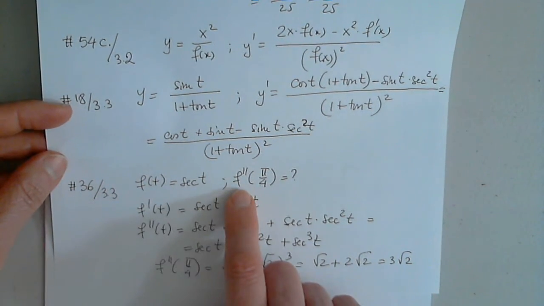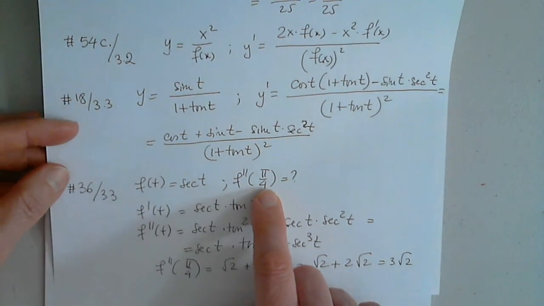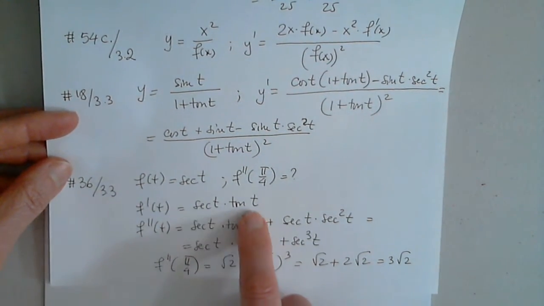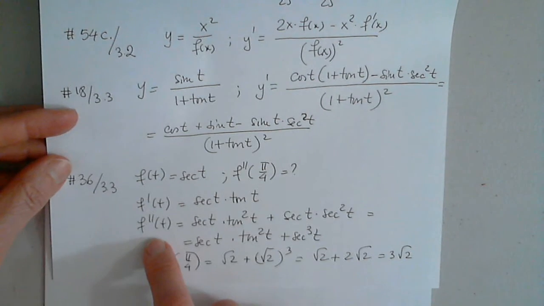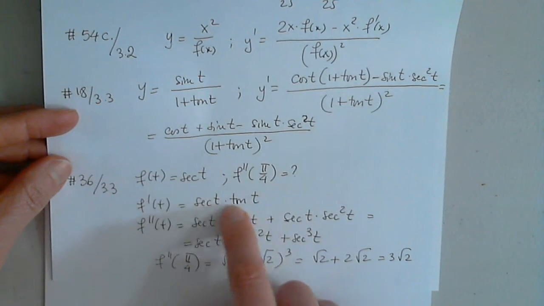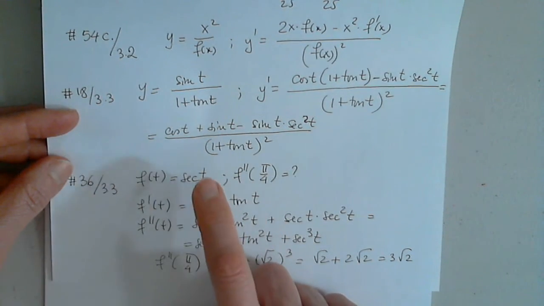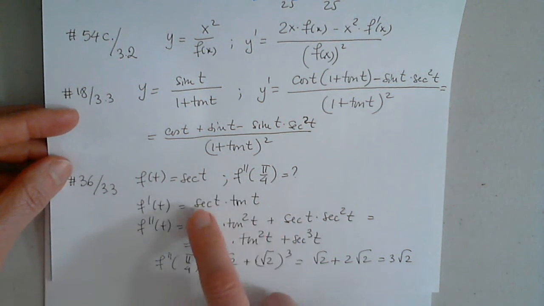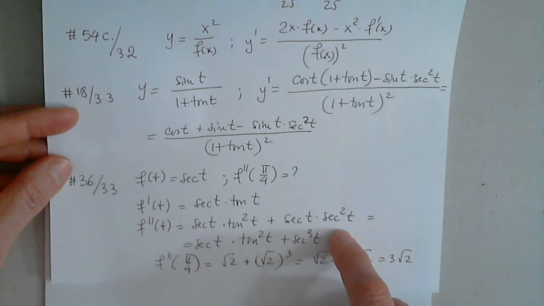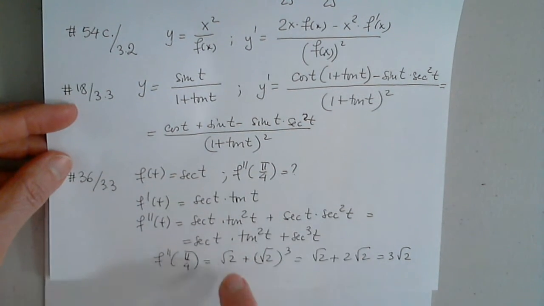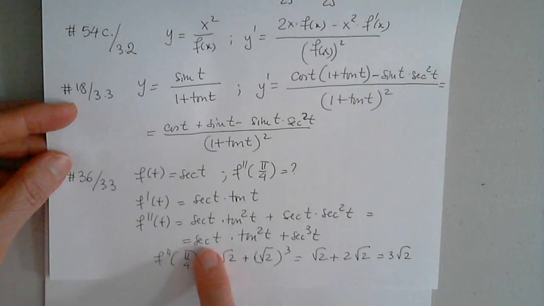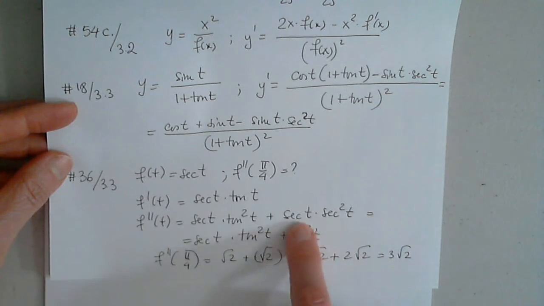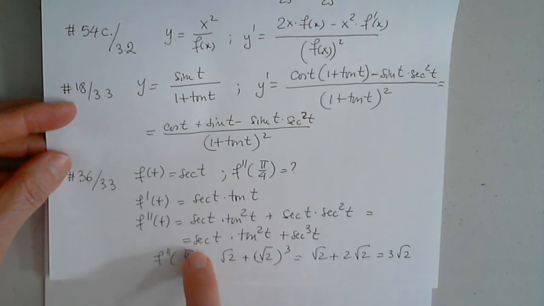So we're asked to find the value of the second derivative at pi over 4. So I have to find the first derivative. Secant prime is secant tangent. But now when I find the second derivative, I have to use the product rule. Secant prime is secant tangent times tangent will be tangent squared plus secant times tangent prime, which is secant squared. So this becomes secant tangent squared and then plus secant cubed. And I plugged in pi over 4.